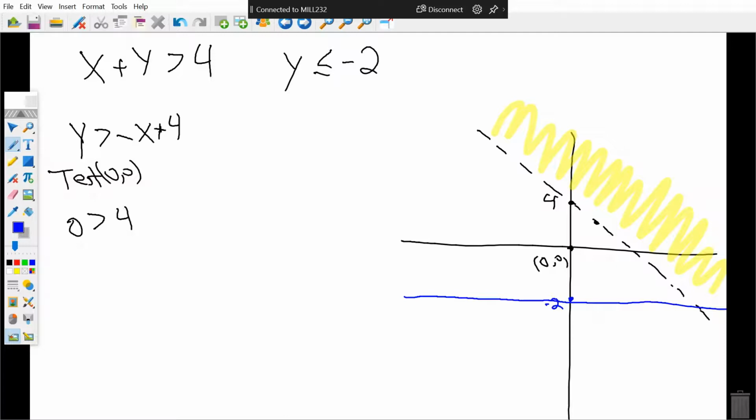Now I do my test. I can put 0 and 0 as my test again for this. Put a 0 in for y. 0 is less than or equal to negative 2. Is that true? No, it's not. That's false. So I cannot shade above the line. I would have to shade below the line.